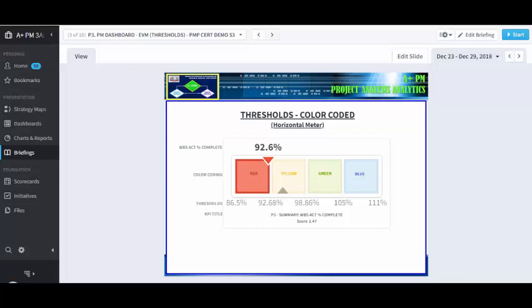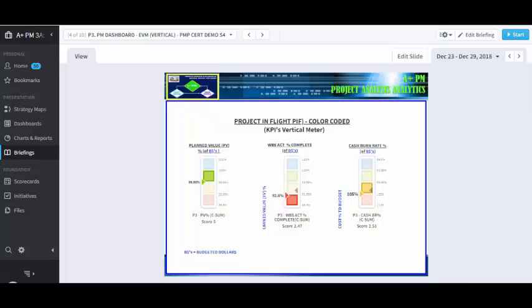So when we go down to the next slide, the project is in flight, right? We have already discovered that it's 92.6% complete for the work breakdown structure, right? So the project is nearing its end. But the cash that was supposed to be expended to date is 98.86%, but we've expended 105%.